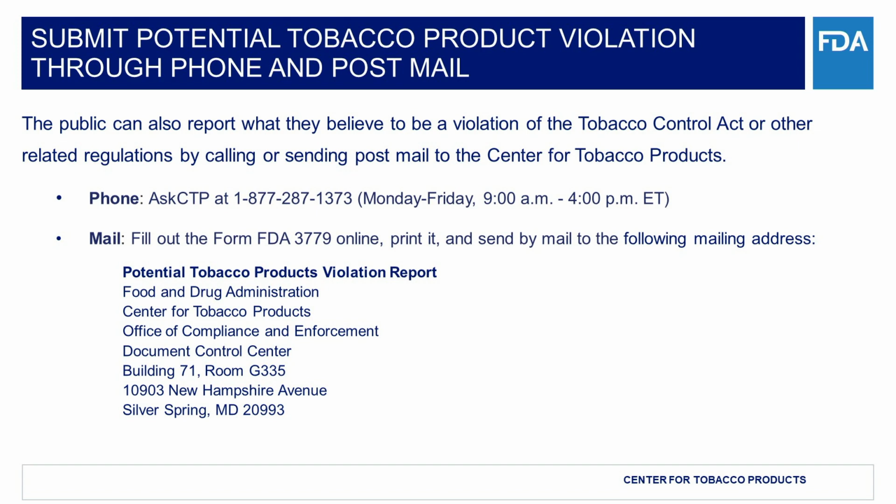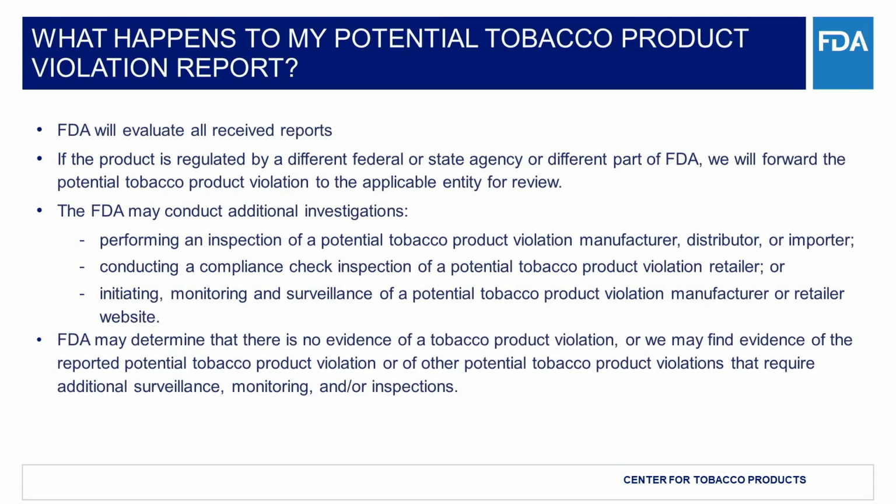You may also submit a potential tobacco product violation by calling Ask CTP at 1-877-287-1373. This service is available Monday through Friday from 9 a.m. to 4 p.m. Eastern Time. As previously mentioned, the downloaded Form FDA 3779 can also be printed and sent by mail to the address on the slide. So what does the FDA do when it receives a potential tobacco product violation report?